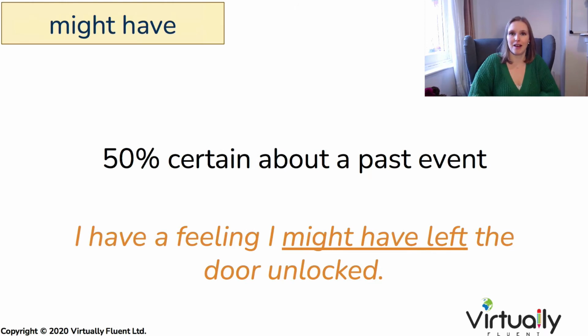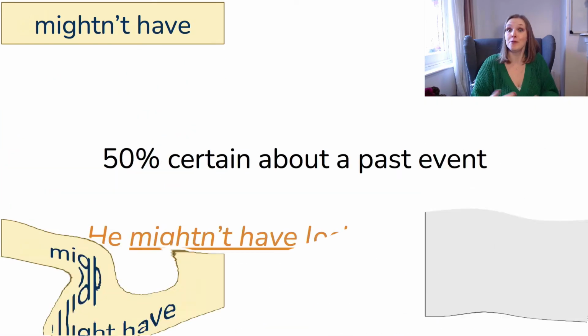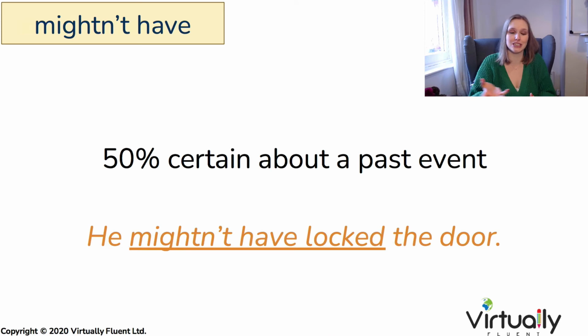So going back to our scale of prediction, now we're down to about 50%. So we're not 100% certain. We're right in the middle. 50% could have happened, 50% not. And for this, we use might have. I have a feeling I might have left the door unlocked. Mightn't have is exactly the same, just in the negative. He mightn't have locked the door.